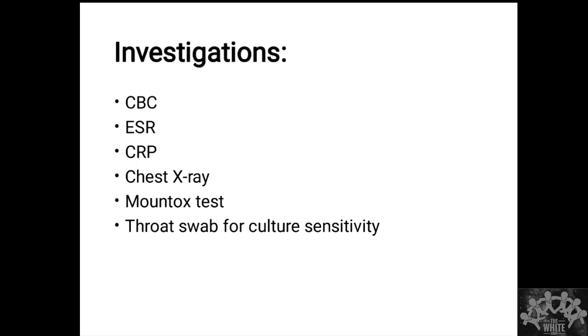So usually what we do is CBC. As Dr. Prasad mentioned, there will be a leukocytosis with neutrophilic predominance in case of bacterial pneumonia. In a viral picture, the leukocyte count can be normal or maybe low in some cases. Hemoglobin will suggest the nutritional status of the baby. And CRP is usually high in case of bacterial pneumonia.